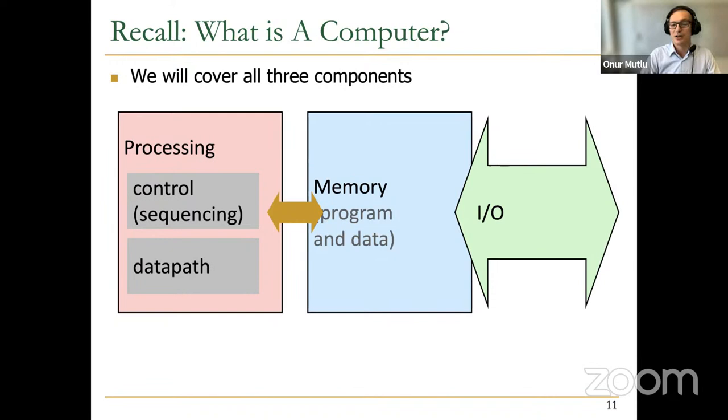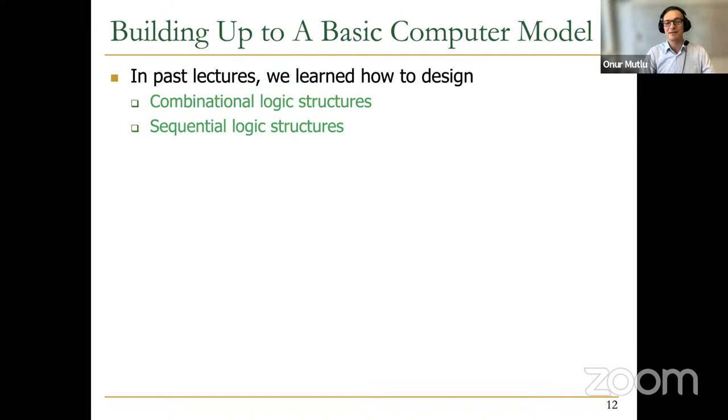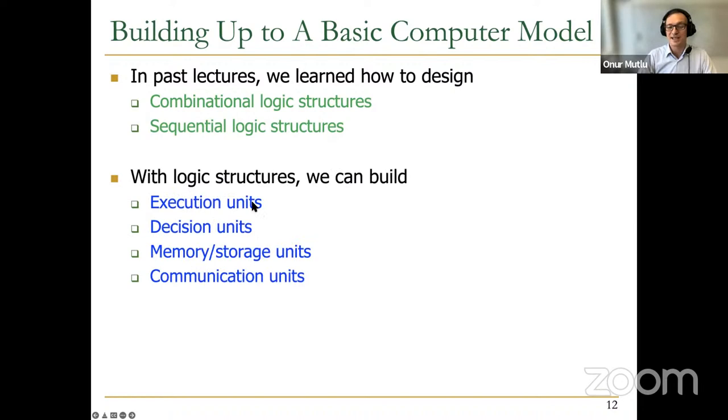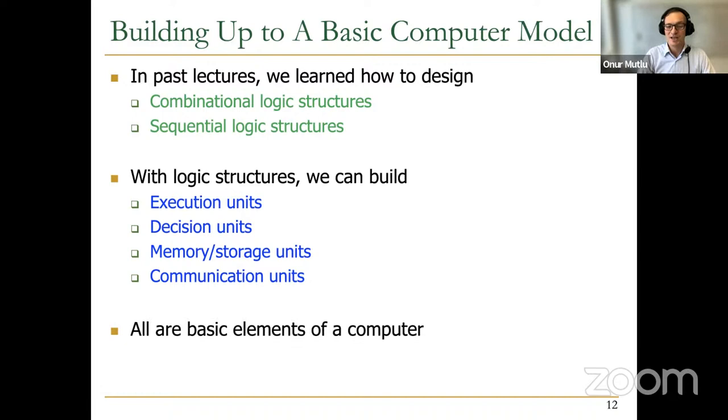So let's build up to a basic computing model. Clearly, we covered combinational logic and sequential logic. With these logic structures, now we can build a lot of things: execution units, decision units, memory and storage units, and communication units. And we've actually shown how we build a lot of these. And you've seen a lot of examples in Verilog also of how to build these. And all of these are actually the basic elements of a computer.